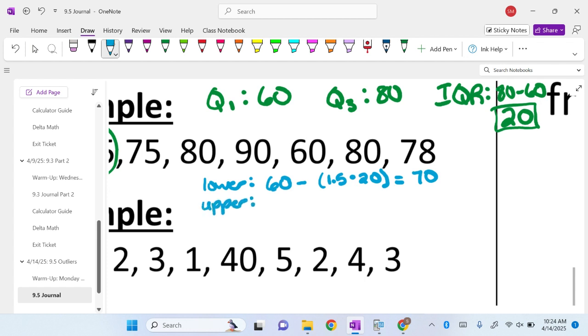Now, our upper, we would do our 80 plus the 1.5 times 20. All right, so go ahead and do that. Yes. Oh, 40. Yeah, it's 40. 30. Okay. Yeah, that sounds right. Yeah. All right, so what's 80 plus 1.5 times 20?